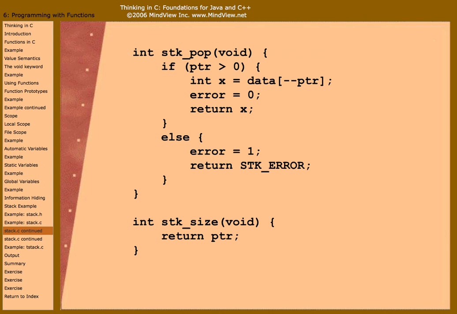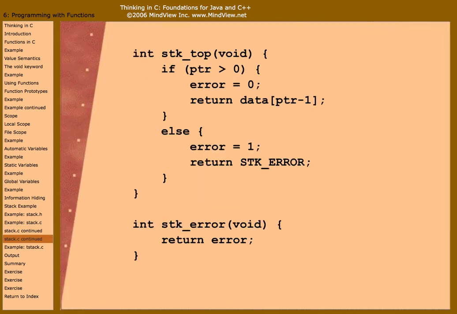If there are no elements on the stack, of course, I'll just set the error code, and in this case, I'll return stack error as well. I couldn't do that with push on the previous page because it's void and there is nothing to return. But here I am returning something, and so you can query it immediately to see if there was an error. All stack size has to do is return pointer because that's how many elements are in the array.